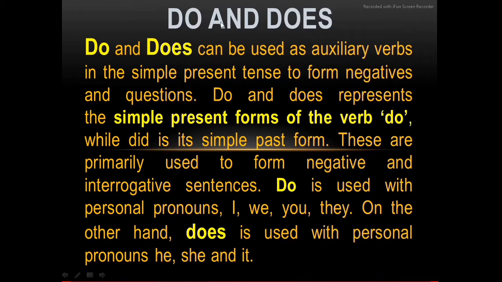Today we see about do and does. Do and does can be used as auxiliary verbs in the simple present tense to form negatives and questions. Do and does represent the simple present forms of the verb do, while did is its simple past form. These are primarily used to form negative and interrogative sentences.